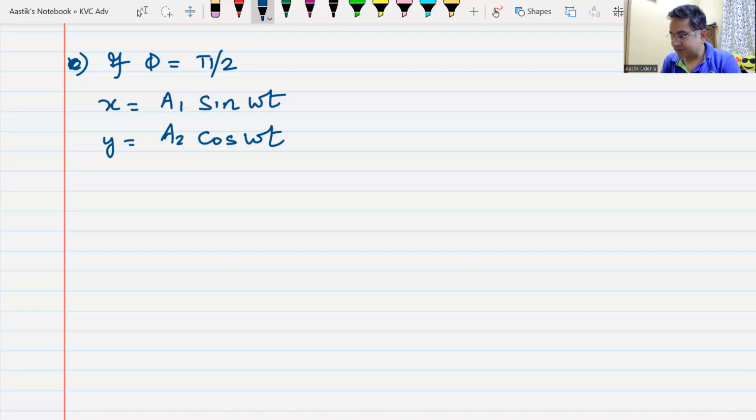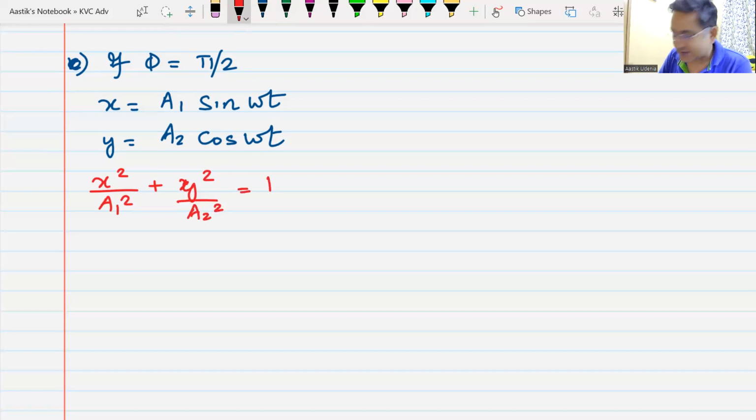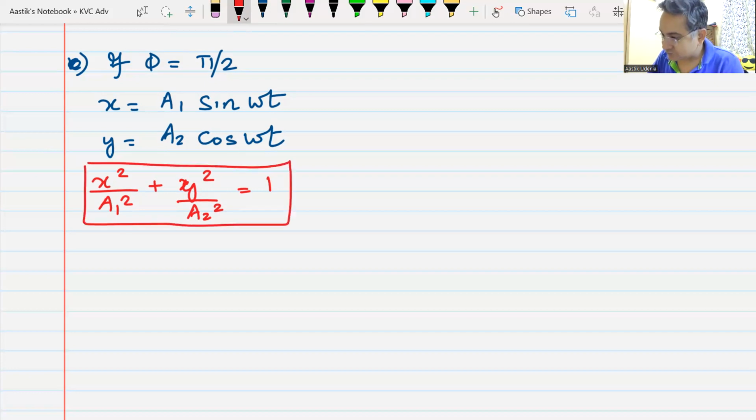Then what is the resultant motion? The resultant motion is x square by a1 square plus y square by a2 square equal to 1. Do we understand this? Yes, sir. This becomes the equation of an ellipse, our favorite ellipse. This is the equation of an ellipse.